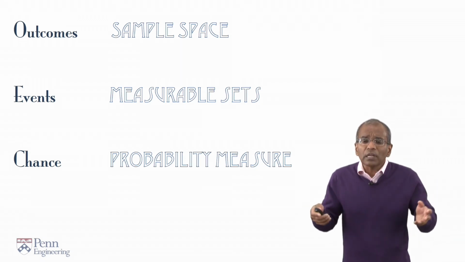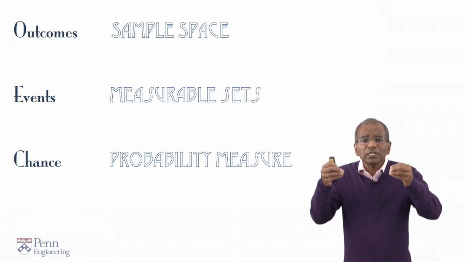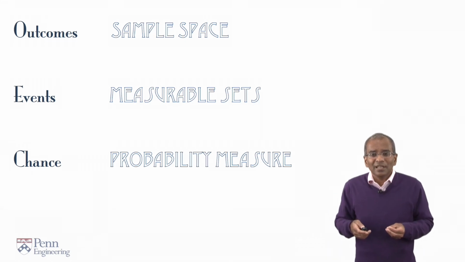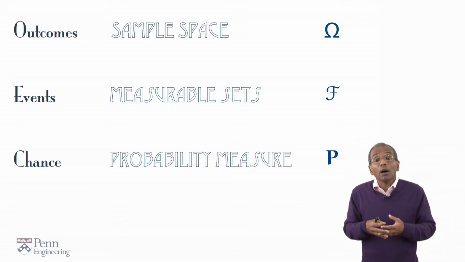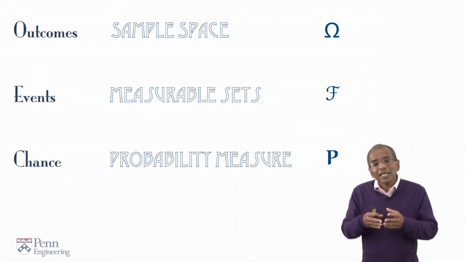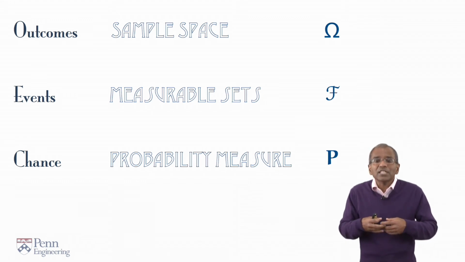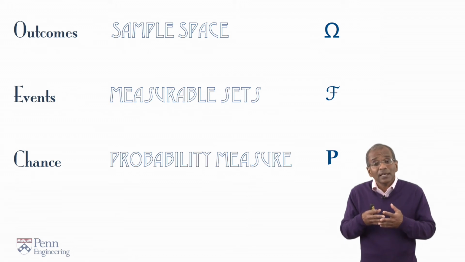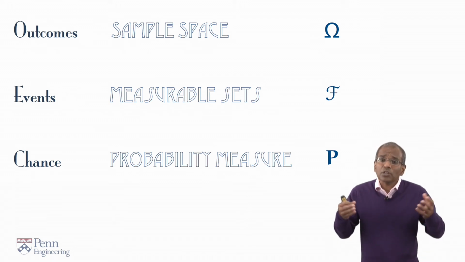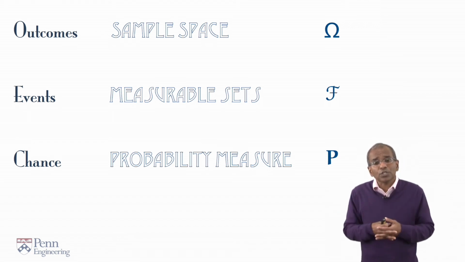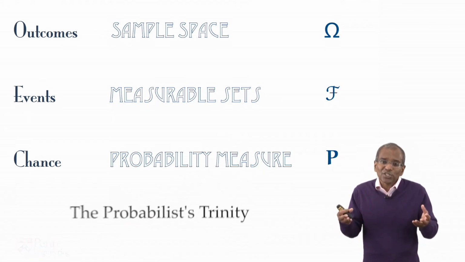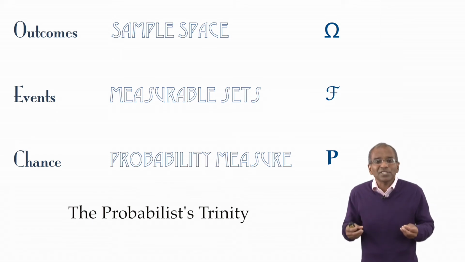In the usual nomenclature, we give some notational names to these objects. The sample space is generally represented by the uppercase Greek letter omega. The family of events of interest to us is usually represented by a script F, and the probability measure is represented inevitably by the letter P in bold font. These, if you wish, you can think of as the probabilist's trinity.